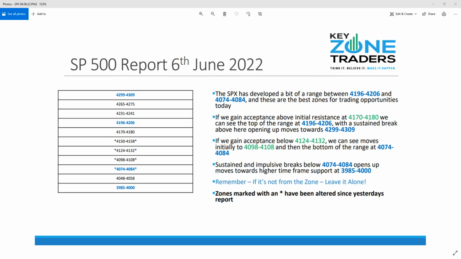So the S&P, we said it had developed a range between 4196 and 4206, and the bottom of the range was at 4074 to 4084, and these were the best zones for trading opportunities today. We said we needed to gain acceptance above initial resistance at 4170 to 4180 to see a move to the top of the range. And we said if we gained acceptance below 4124 to 4132, we could see moves initially to 4098 to 4108, and then the bottom of the range at 4074 to 4084. So let's go and have a look at the S&P today.